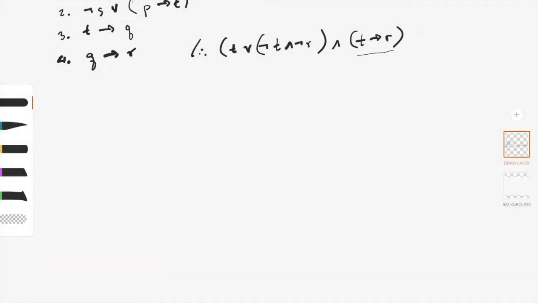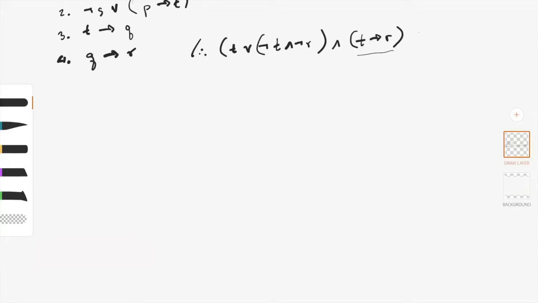Now let's work a more complex proof using only the inference rules that we have among our axioms. So let's start with an overall look at this proof. We have four premises: P and not R. Second premise, not S or P implies T. Third premise, T implies Q. The fourth premise, Q implies R.